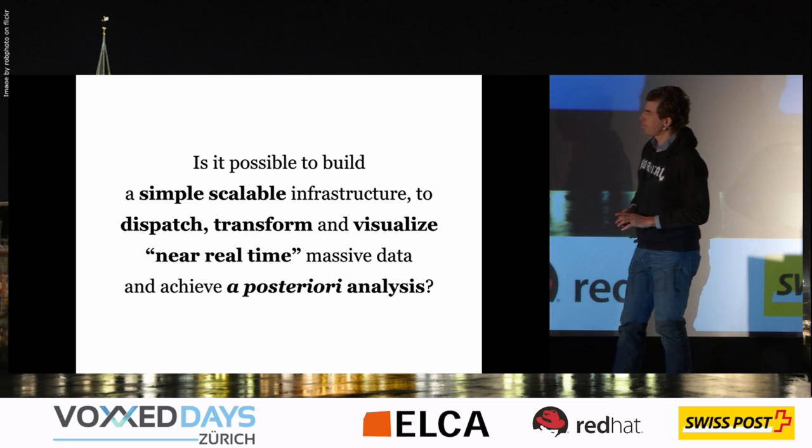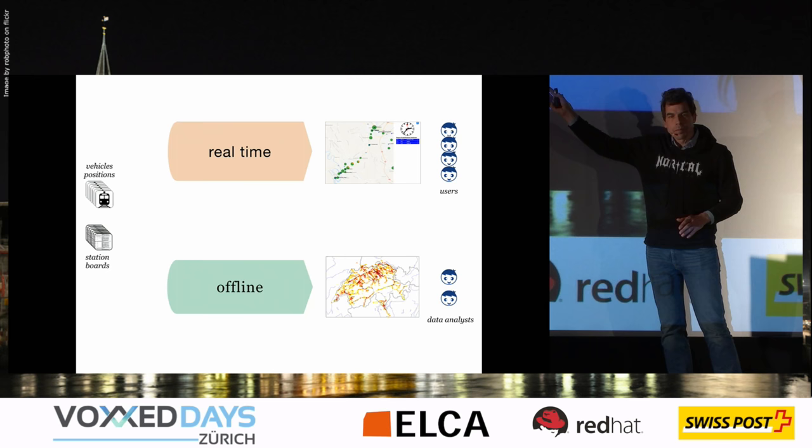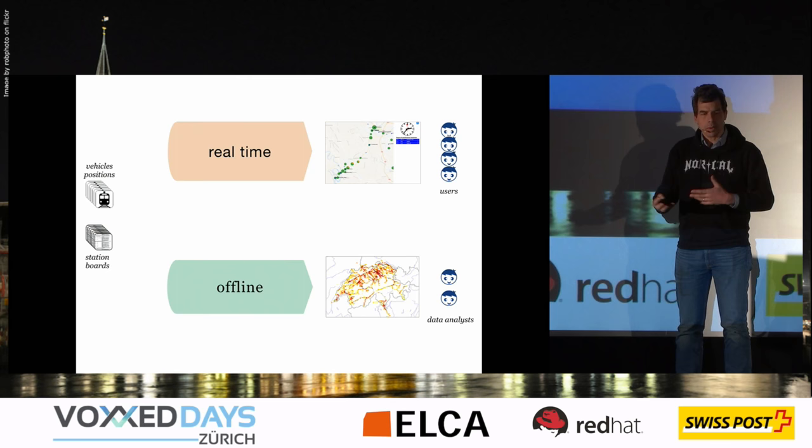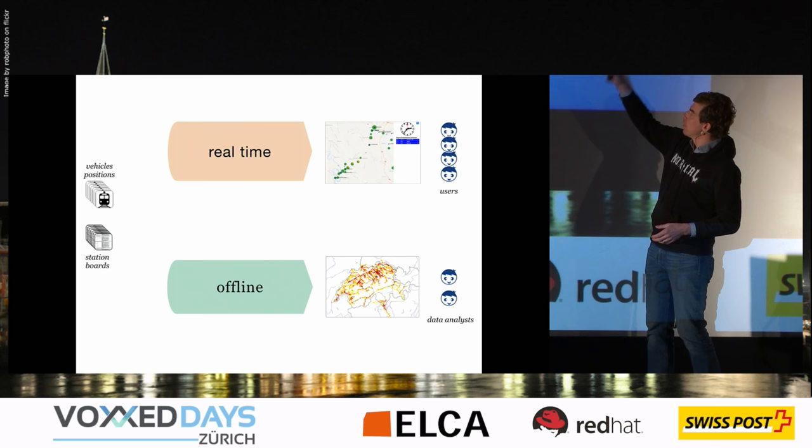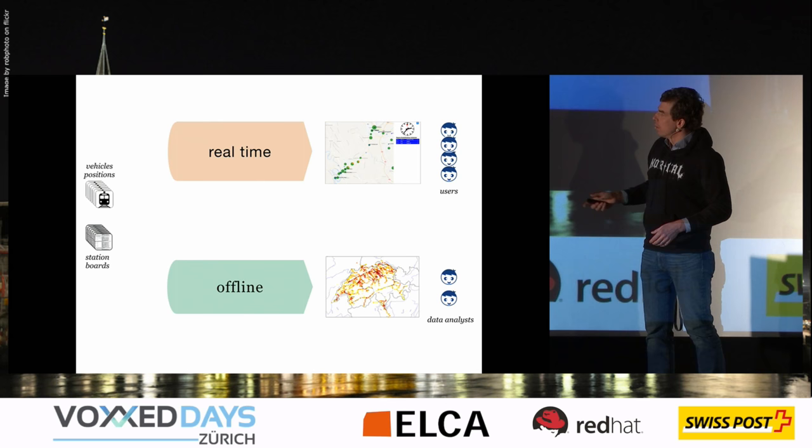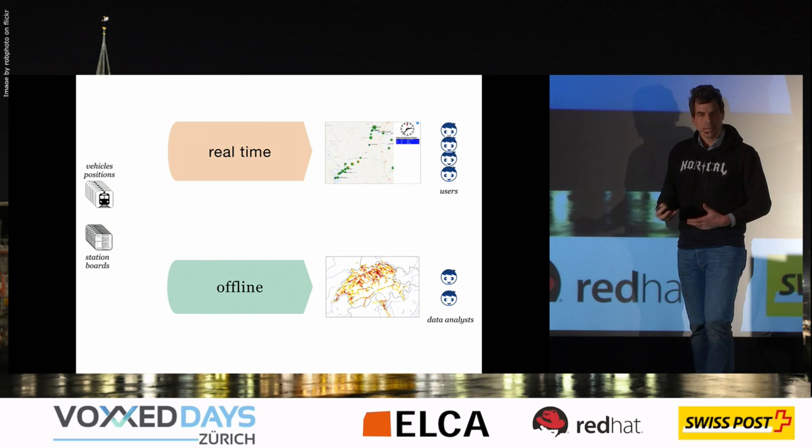And it's pretty simple, okay? We have vehicle positions, we have station board information. I am in Zurich, what are the next trains to leave? I can capture that in real time. And then I will dispatch it to my web users. And also, I will store it and I will propose a way for data analysts or data scientists to dig into it. That's the architecture of the thing.